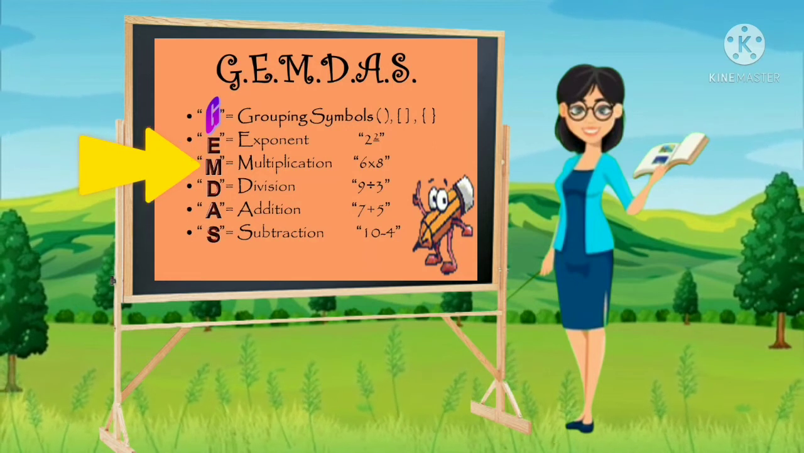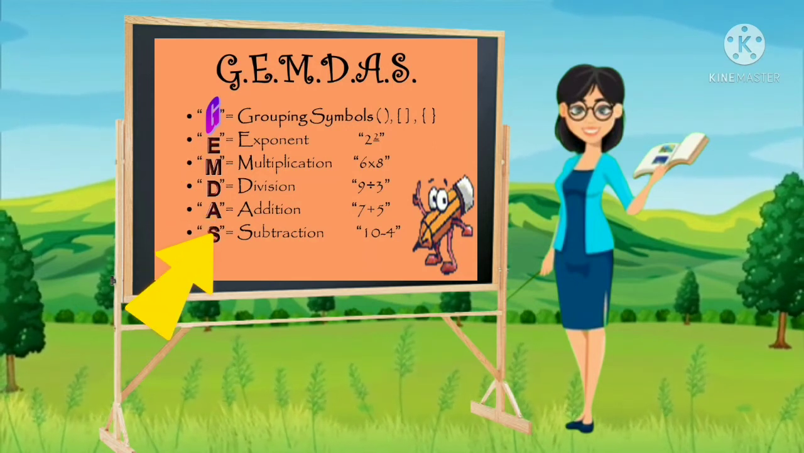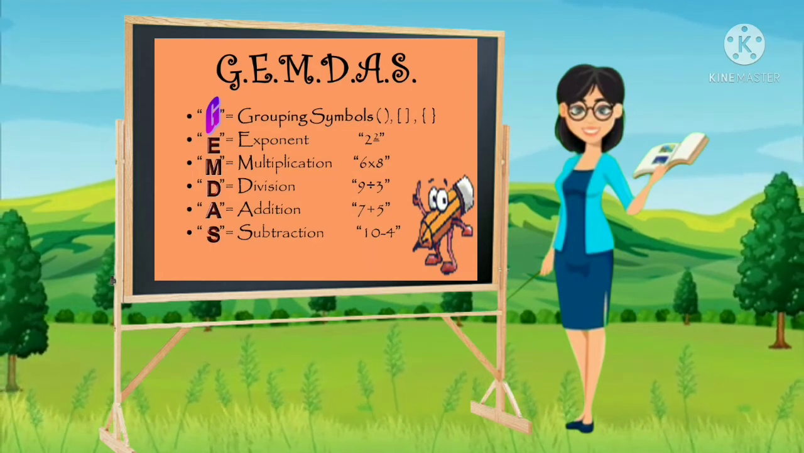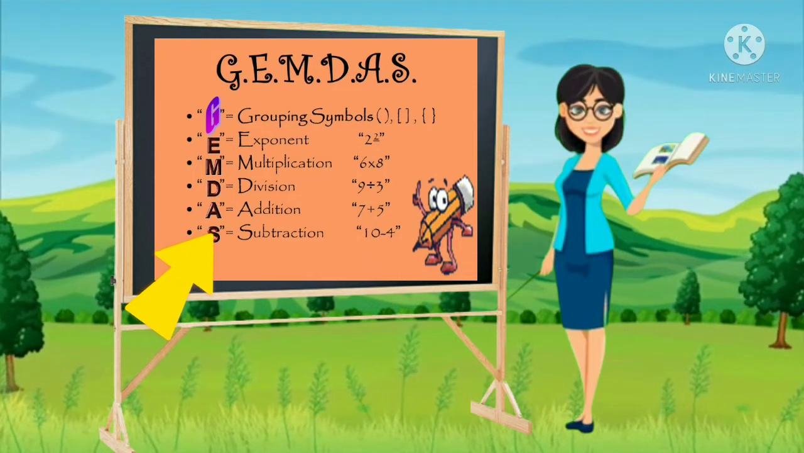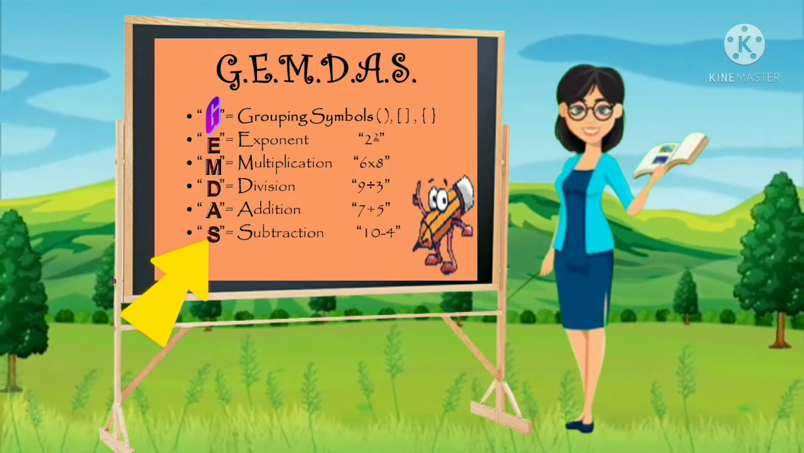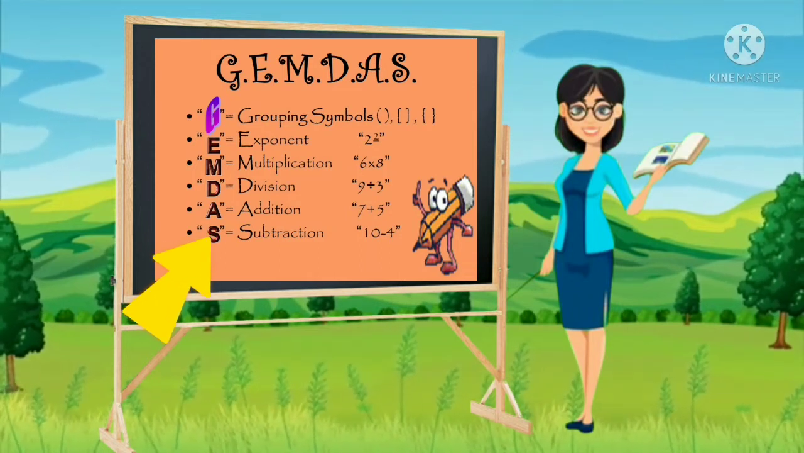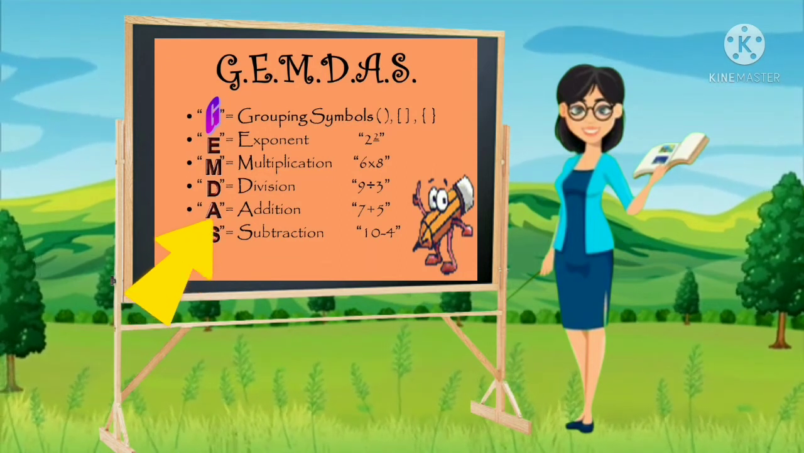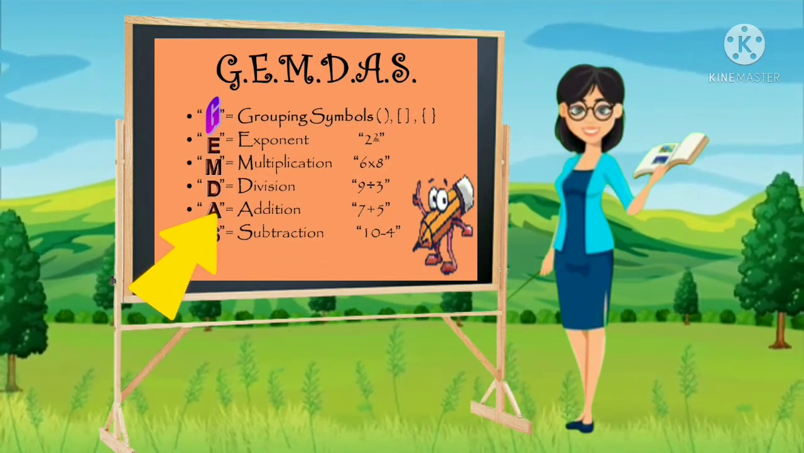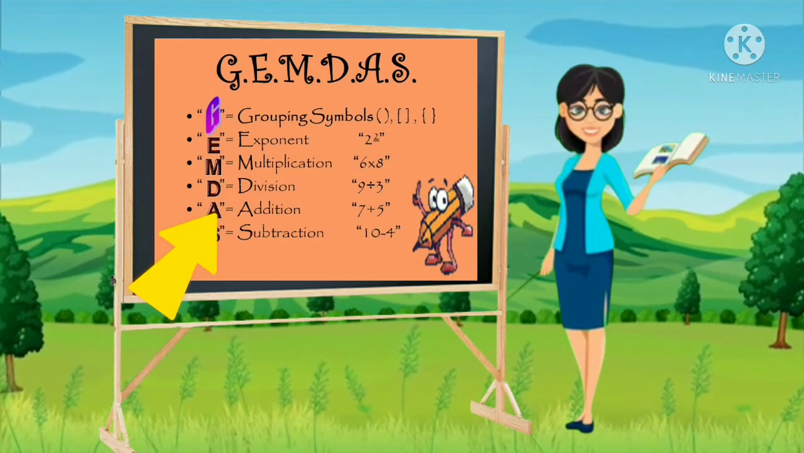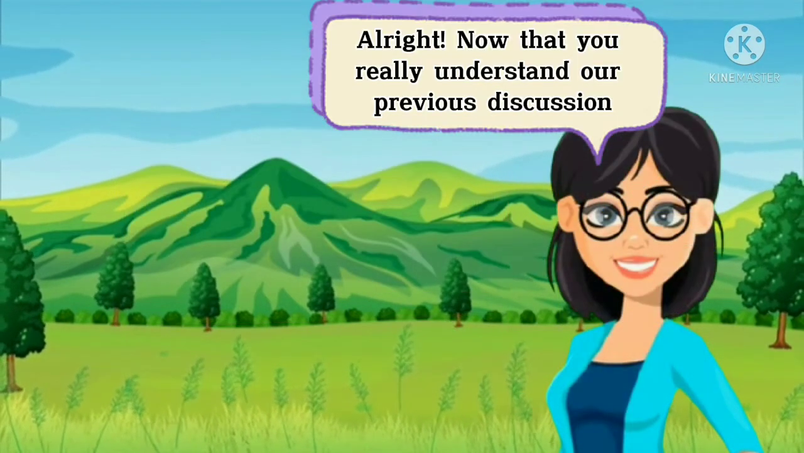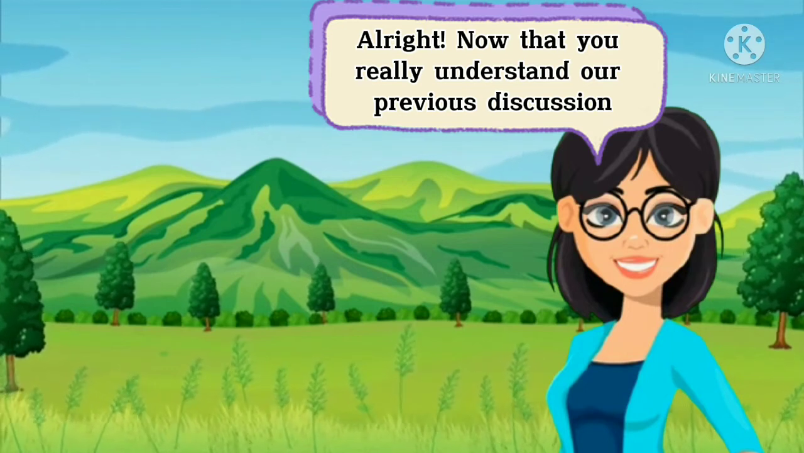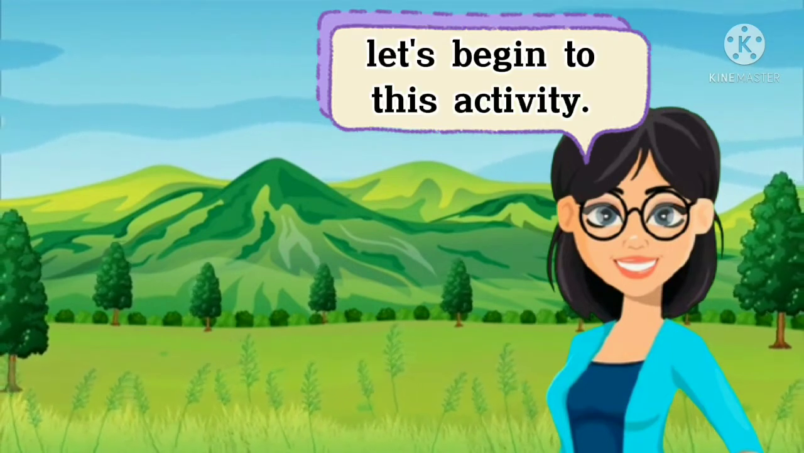And lastly is addition and subtraction, which is the A and S. This is the same as the process of multiplication and division. When subtraction comes first before addition, therefore, we need to perform subtraction first. And when addition comes first before subtraction, therefore, we need to perform or evaluate the addition first. Alright, now that you really understand our previous discussion, let's begin this activity.